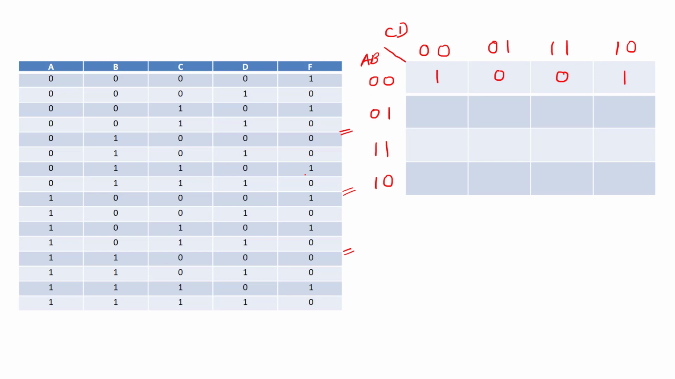Now for the next set of 4, my AB is 0, 1, so that is the second row, and I start with 0, 0, 1, 0. The third set of 4 is 1, 0, 0, 0, 1, 0, 0, 0. So I have a 1 here, then a 0, then a 1 here, and then a 0. And the final set of 4 is 0, 0, 1, 0. So 0, 0, 1, 0.